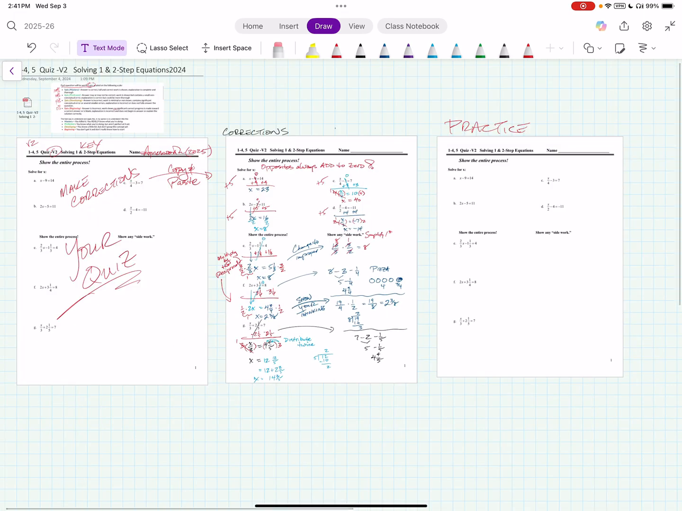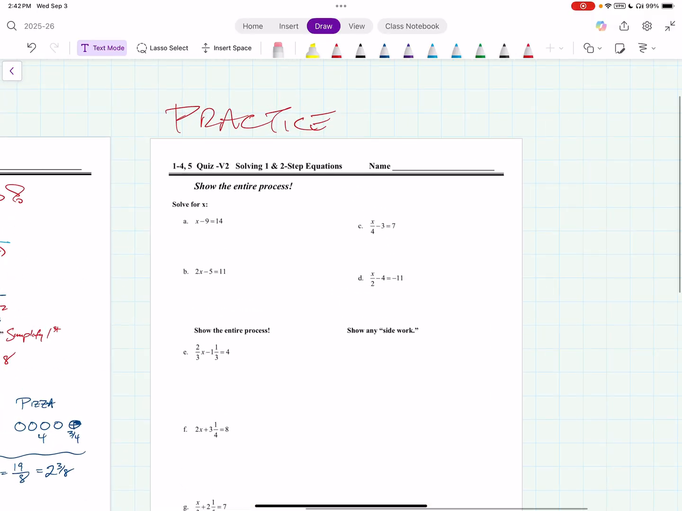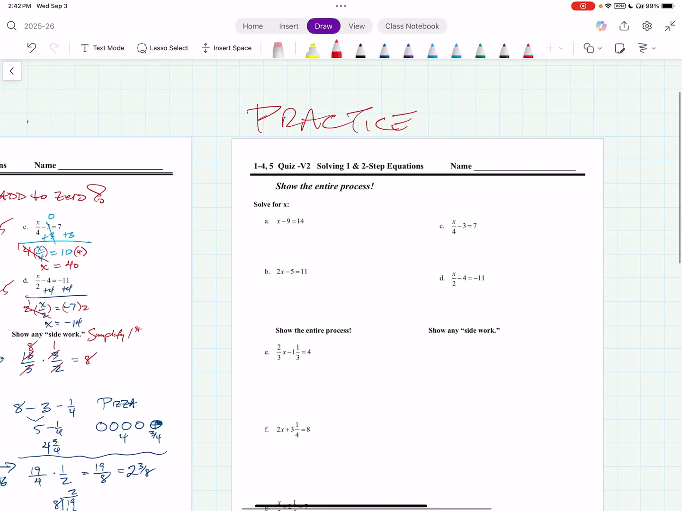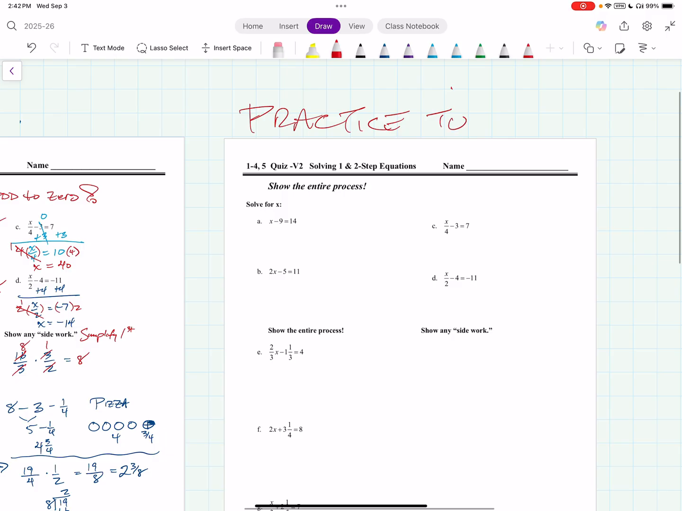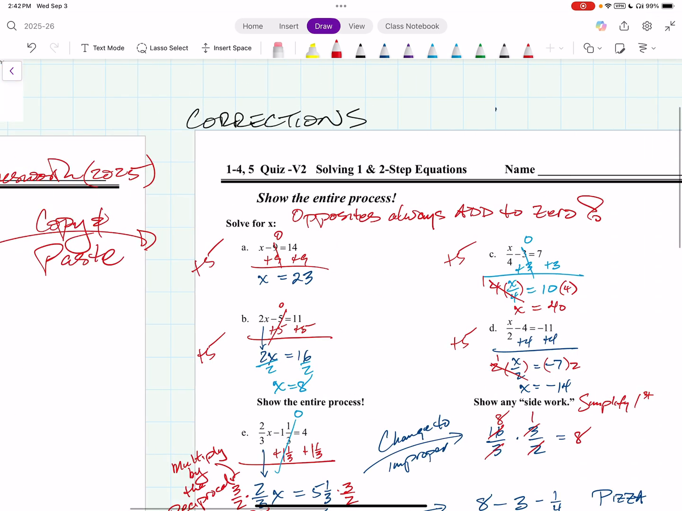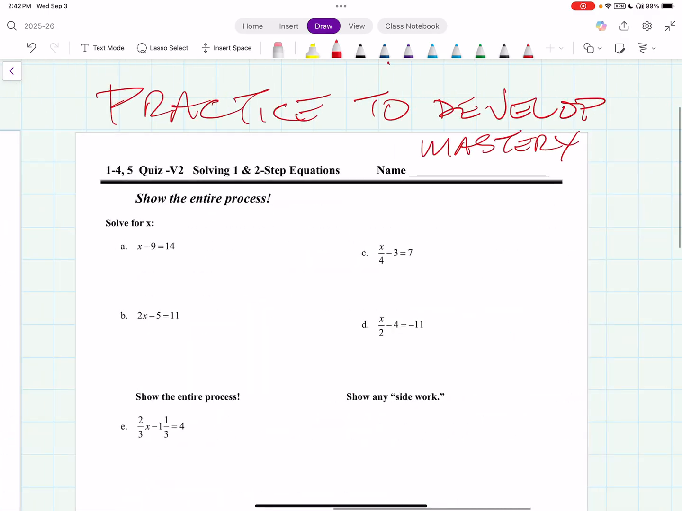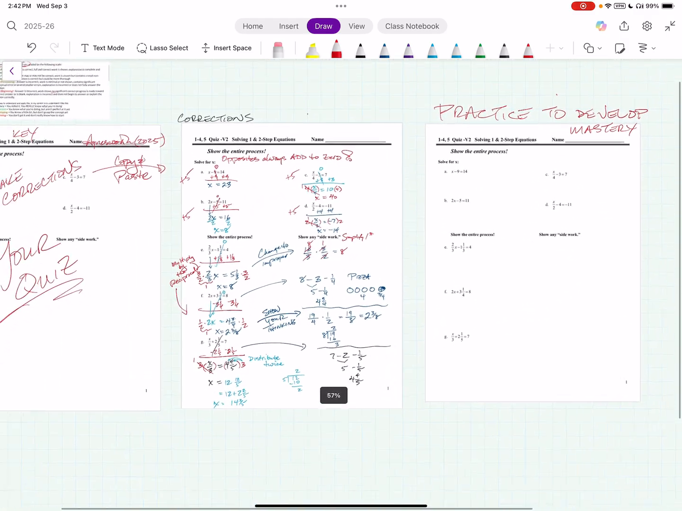So on the far left is your quiz, in the middle are the corrections, and now you have to practice to develop mastery. So you expand this here, you practice to do one important thing. Okay, listening to me is not enough. You have to develop mastery, and the only way to do that is to actually practice on your own without looking at your answers. So close your notes or cover up your notes, try A, and then check it. Try each one of those and check as you go. Practice, check. Practice, check. And then when you're done, you can submit.